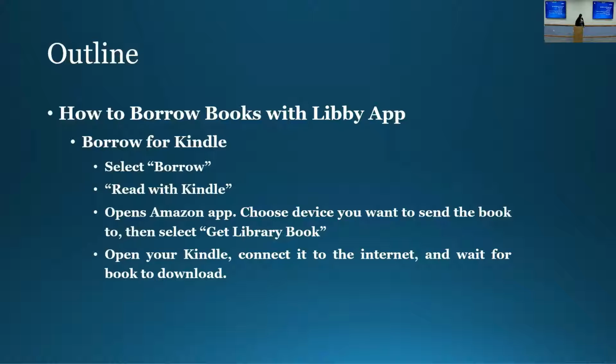So to borrow books with the Libby app, to borrow for the Kindle, you select borrow, you select read with the Kindle. It'll open up your Amazon app and you can choose which device you want to send it to. And then you click get library book. When you open your Kindle, connect it to the internet and wait for the book to download.